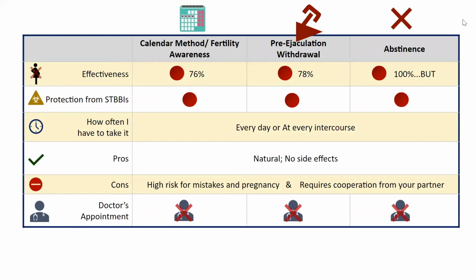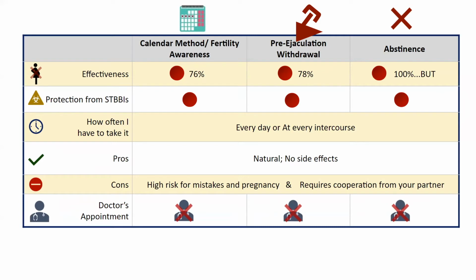Here, I will be describing 3 methods of contraceptive: the calendar of fertility awareness, pre-ejaculation withdrawal method, and abstinence. The calendar method, fertility awareness, is when you track the woman's menstrual cycle in order to calculate when the woman will most and least likely be able to conceive.